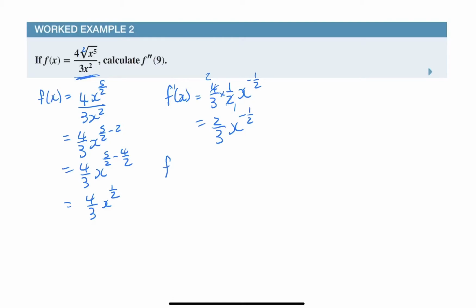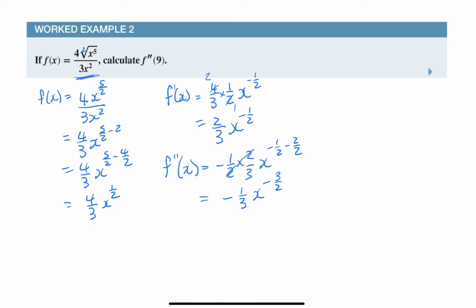My second derivative, I am just going to find the derivative of this. So the negative half will go to the front. It becomes negative a half times 2 over 3, x to the power minus a half, take away 1. And take away 1 is the same as take away 2 over 2. A negative times a positive is a negative. This 2 cancels with this 2.